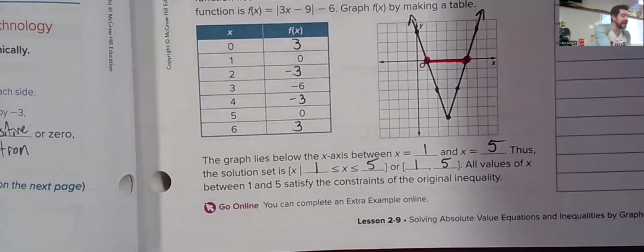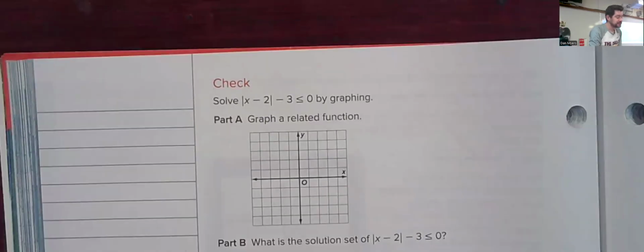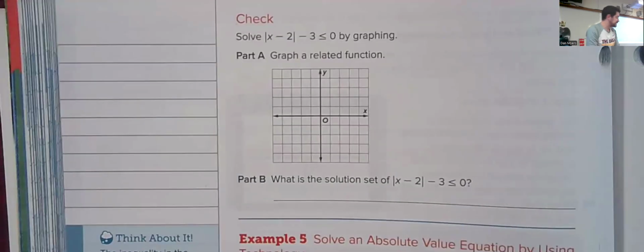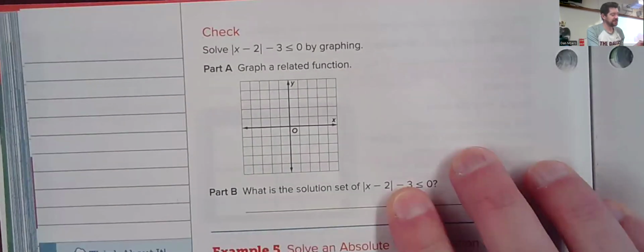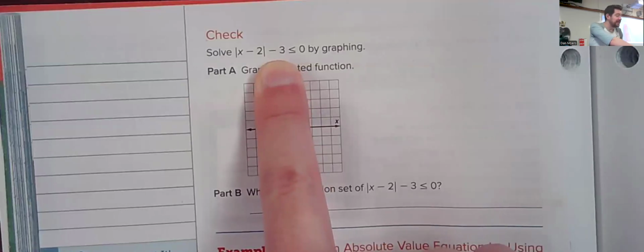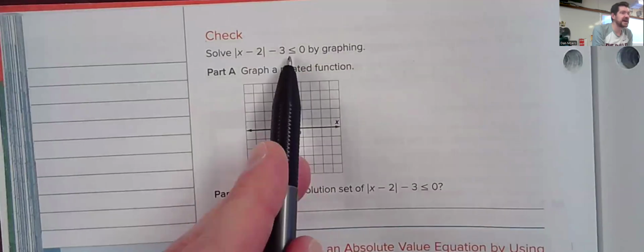Okay, let's do the last little bit here. Here's another one. Solve and graph, or graph and solve. Let's get ourselves a table of values going. So we're going to graph the equivalent equation and then use the inequality to figure out, are we looking for points that are underneath the x-axis or above the x-axis?